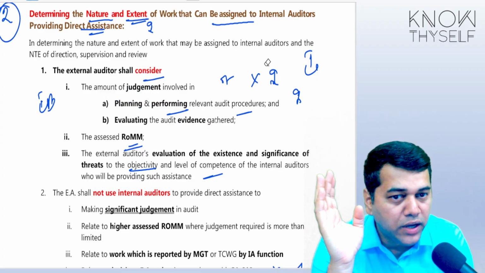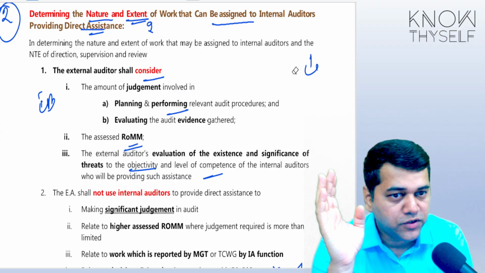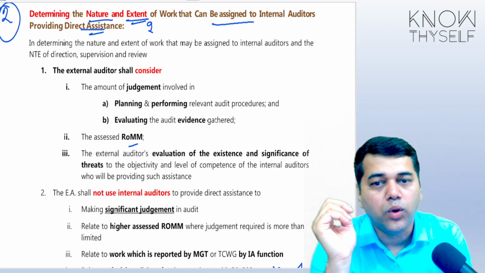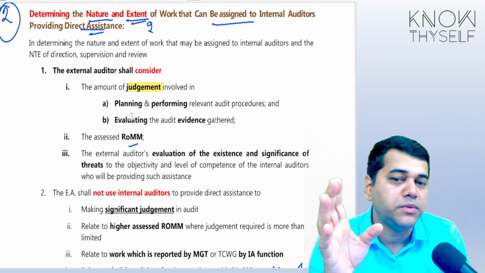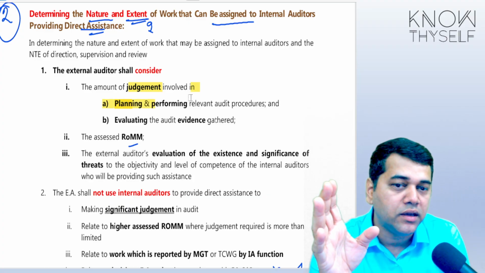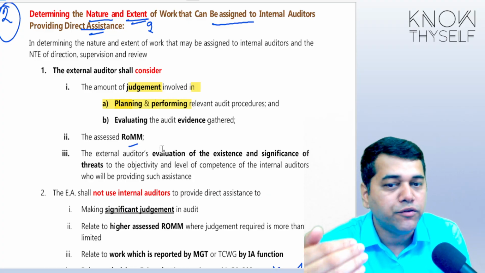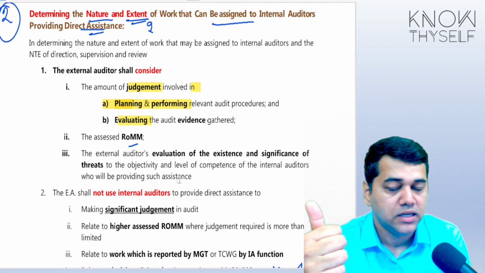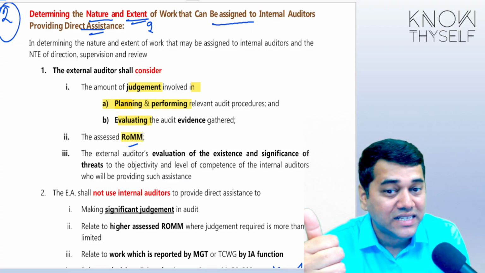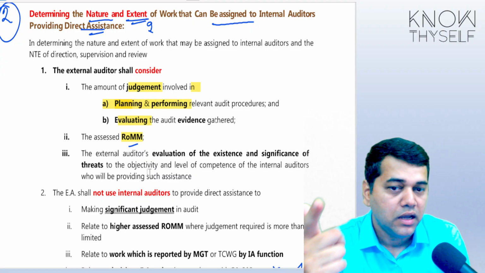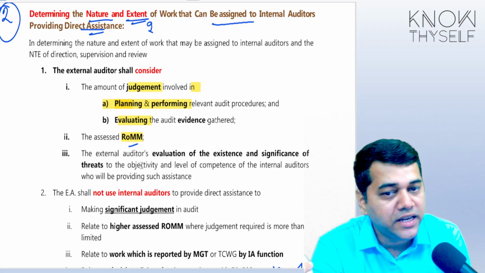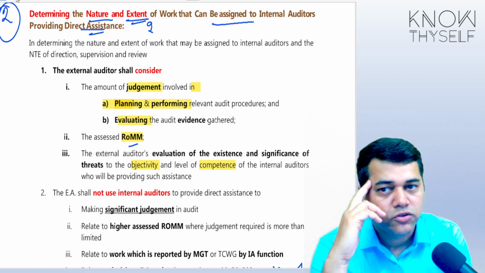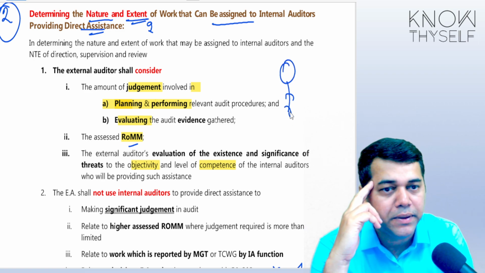So before you assign any work, first you need to decide what work. You need to consider, one, what amount of judgment is involved in planning and performing, and in evaluating the evidence. Second, you need to evaluate the risk, ROMM. And third, you need to check whether there is any threat to objectivity and competence. These are all the factors you should keep in mind.